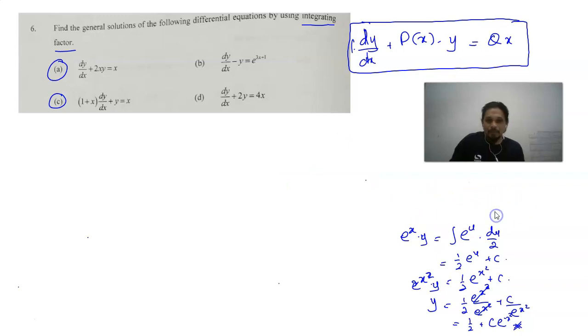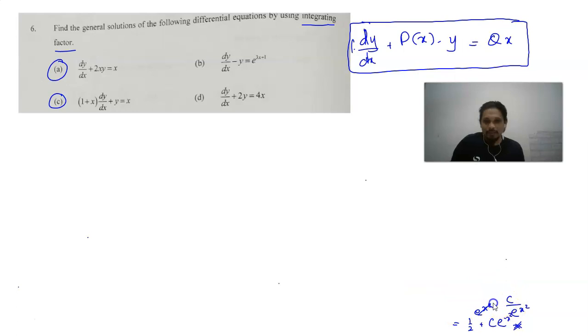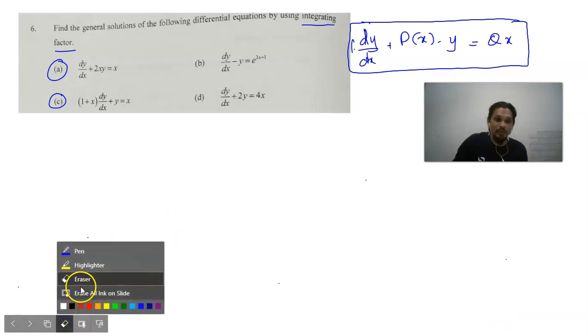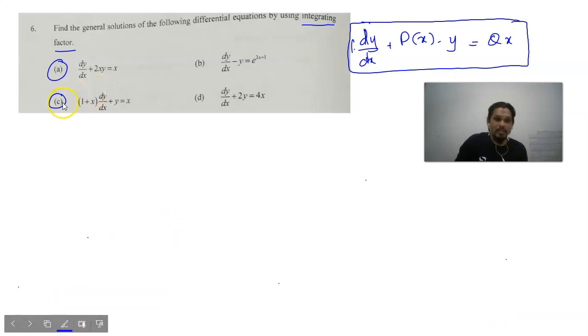I'm sorry if this kind of presentation makes all of you tired or confused. Okay, sorry then. Okay, we continue with the question, number 6C here.